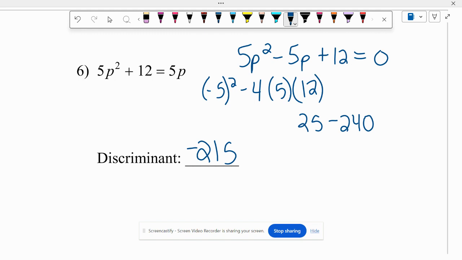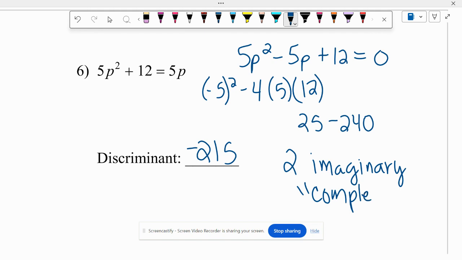Okay. So what happens when you have a negative number in your square root? What kind of a solution are you going to have? It's imaginary, right? So we say that you're going to have two imaginary, and we often call these complex, right? The word complex means it's part imaginary, part real. Two imaginary complex solutions. They're imaginary because we're going to have to pull out that negative underneath the radical. We're going to have to take out that i.